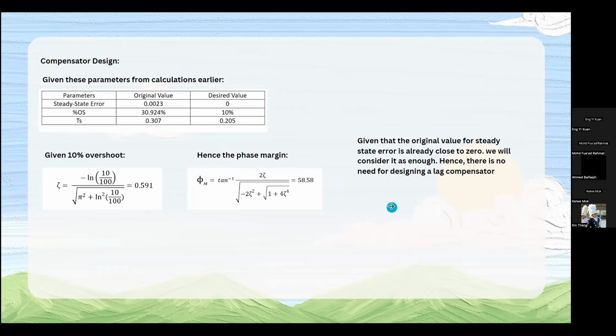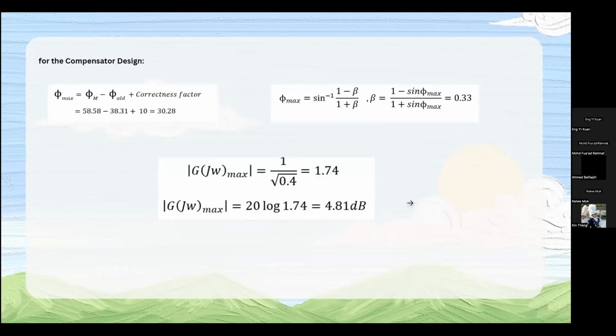For the desired value, as we mentioned earlier, we can find the damping ratio for the 10% overshoot, which is 0.591. And from the damping ratio, we can find the new phase margin, which is 58.58. For the steady-state error, it is very close to 0, so there is no need to design a lag compensator. Next. For the compensator design, we have the phase max, which equals the new phase margin minus the old phase margin plus the correction factor, which was 10. Then we can find the value for beta, which is 0.33. And from beta, we can find the gain max, which is 4.81 dB.